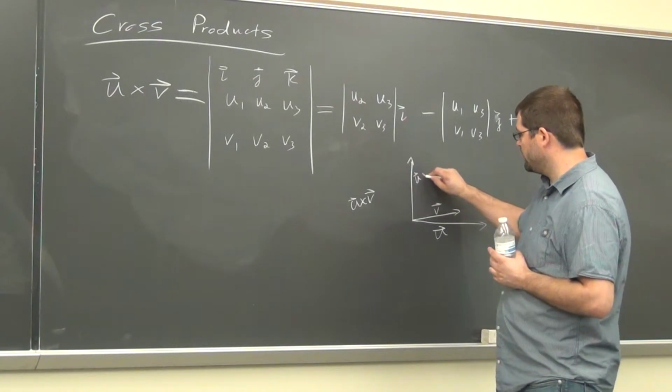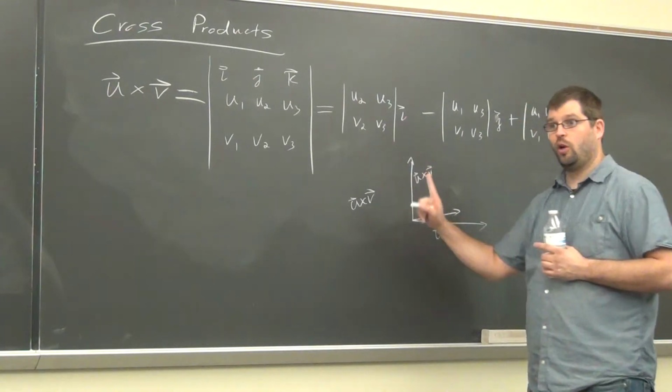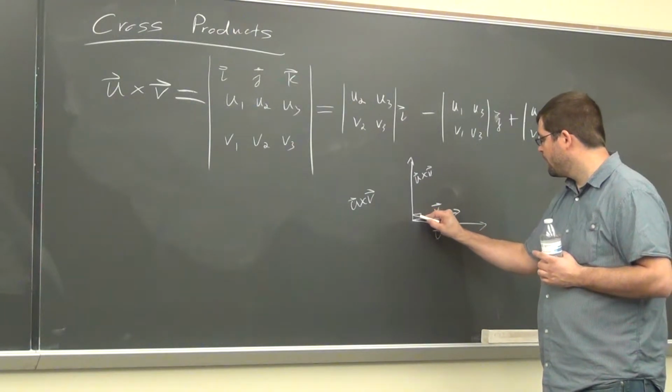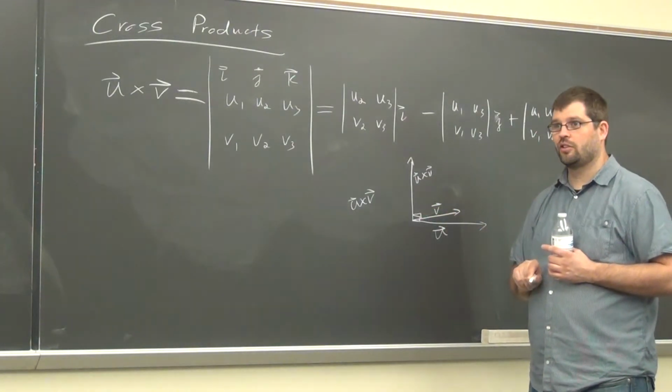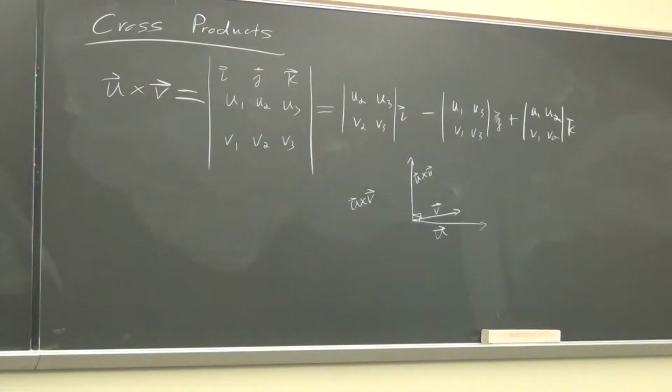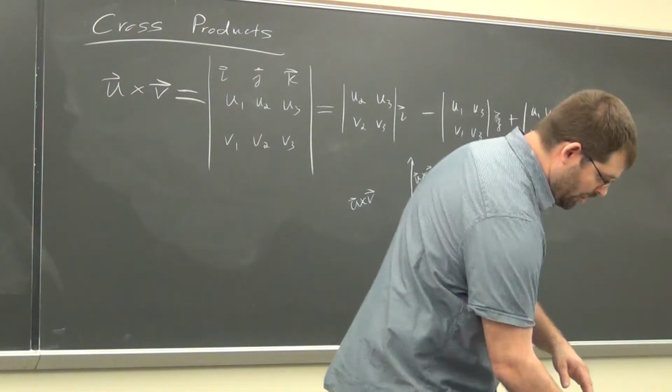I'm not going to worry about the length of it yet, but it should point in that direction, and it's perpendicular to the two vectors we started with, right? So as long as your cross product isn't 0, it's going to be perpendicular to both of the other vectors. Okay? And so that's the important thing to take away.